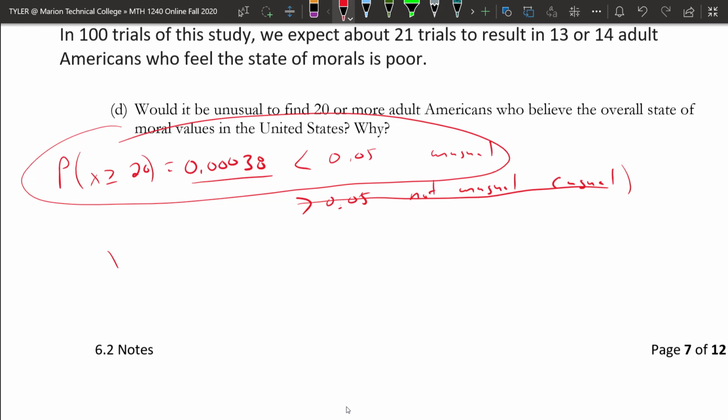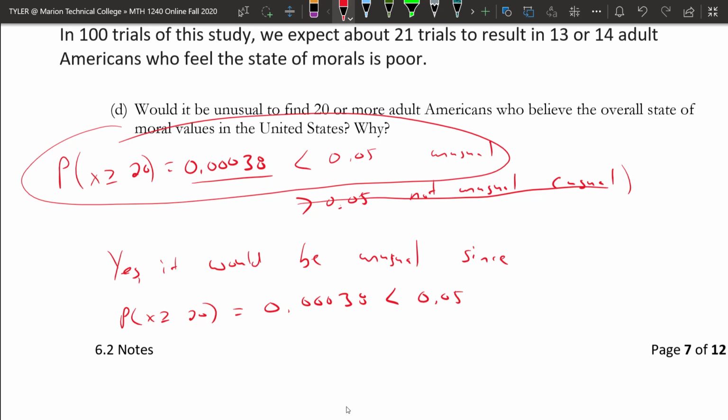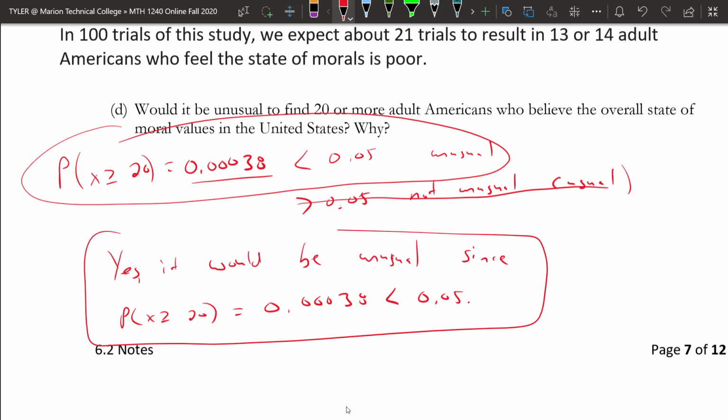So yes, it would be unusual, since the probability of x greater than or equal to 20 is equal to 0.00038, which is less than 0.05.